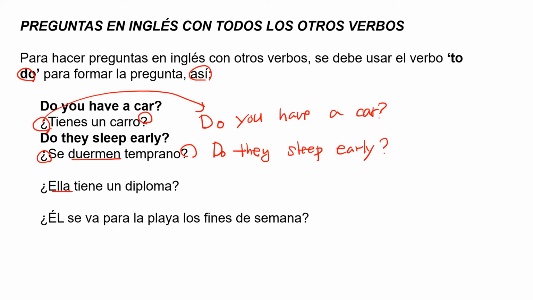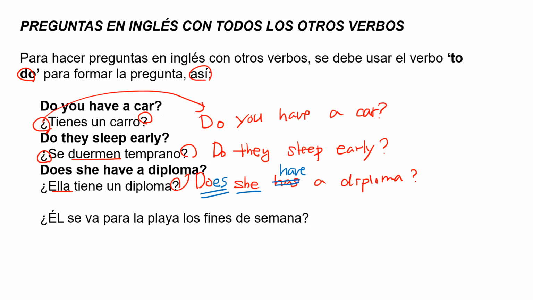Ella tiene un diploma. Ella, she has. She has a diploma. But this is a question. And then here, do. But ella is third person singular. So this becomes does. Does she? And has becomes have. Does she have a diploma?